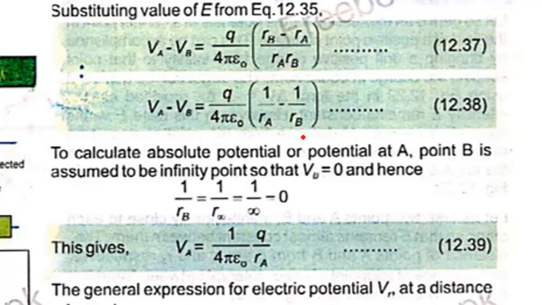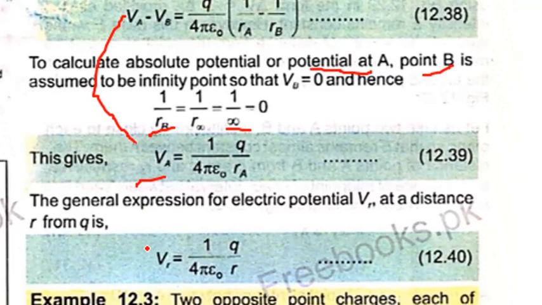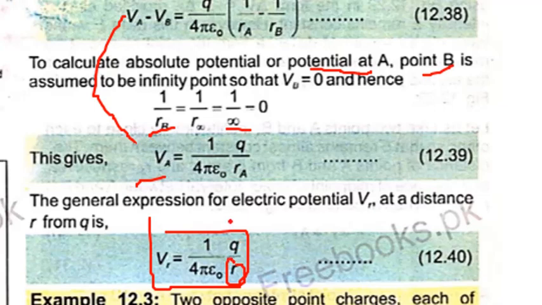As we want to calculate potential at a single point A, we have to imagine the point B at infinity. If we take point B at infinity, RB will be equal to infinity and 1 over RB would become 0. Putting in this equation, we will get VA equals 1 over 4 pi epsilon naught Q over RA. Now if we drop the subscript, as we are left with single point, there is no need to write A, B. The equation becomes V equals 1 over 4 pi epsilon naught Q over R. This equation gives us electric potential at a point which is at distance R from point charge Q.